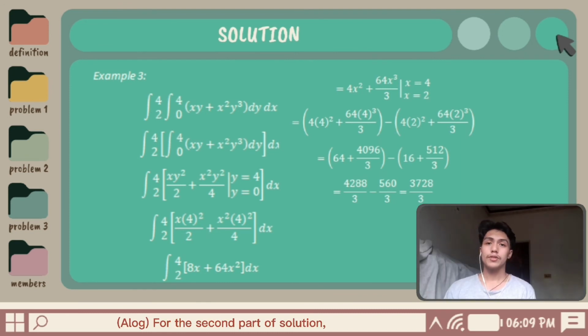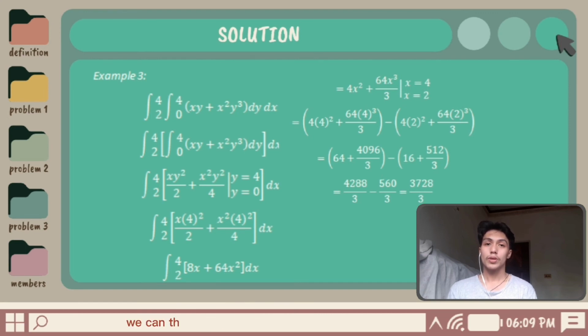For the second part of the solution, we need to use the x values, which are 4 and 2. Since we now have the equation 8x plus 64x squared dx from the first part, the next step to do is use the power rule. Once we use that, we will then get 8x squared over 2 plus 64x cubed over 3, where 4 and 2 are our x values. We will then simplify the equation to 4x squared plus 64x cubed over 3.